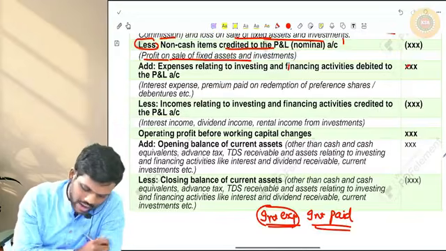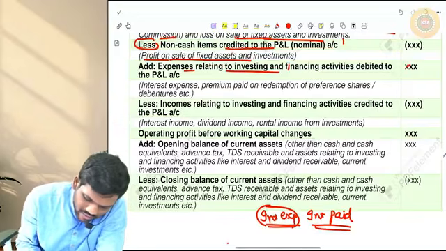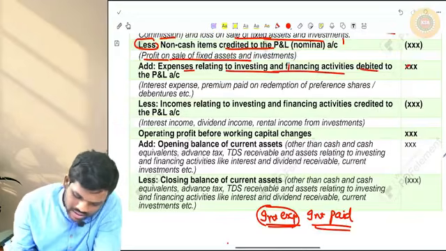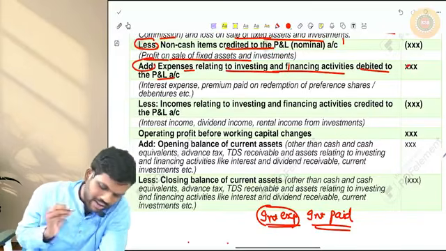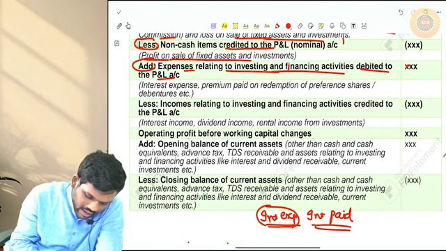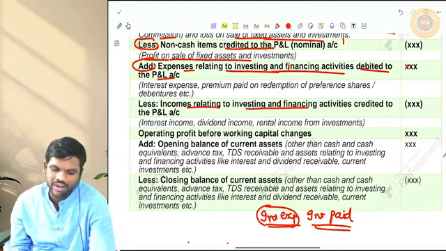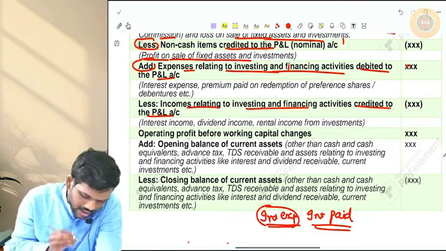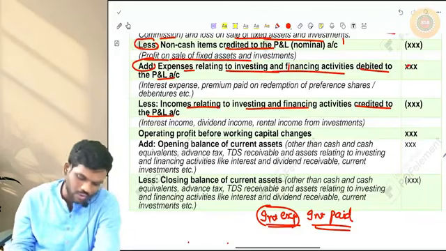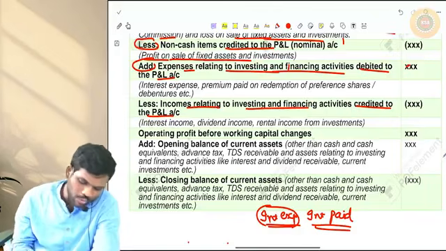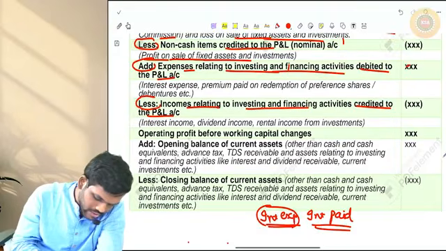So whatever expense that is relating to investing and financing activity that is debited to P&L, we have to remove that. So we have to add that. Similarly, any income relating to investing and financing activity that is credited to P&L, we don't need that because we are finding out operating activities' cash flow. So that needs to be removed. So to remove those incomes, we have to subtract.